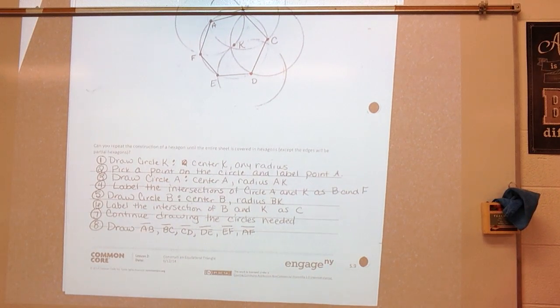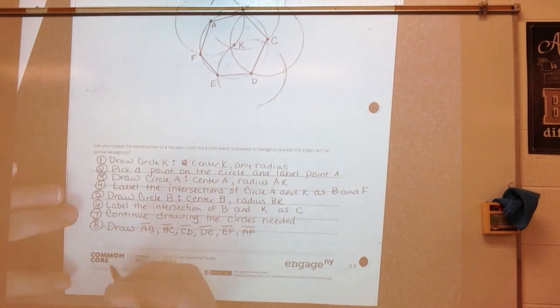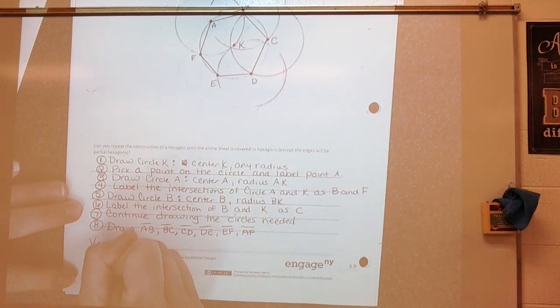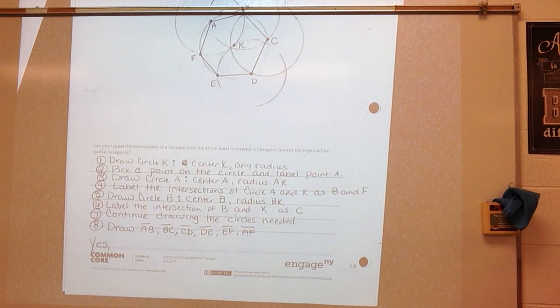So the question says, can you repeat the construction of a hexagon until the entire sheet is covered in hexagons, except the edges will be partial hexagons? So can I continue to do this on my whole entire paper? Yes, I can. It might look like wallpaper. Think about wallpaper. It's continuous designs over and over. Guys, continue practicing with this compass.